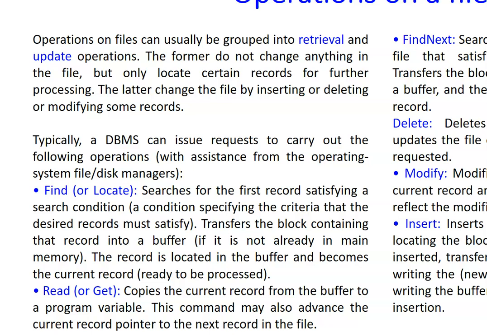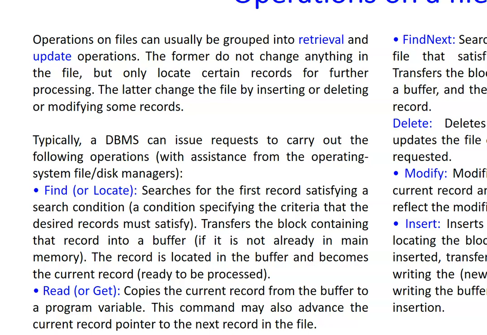There is what you call a find operation. There's a read, find next, delete, modify, insert. All those are some of the operations. For example, the find or locate searches for the first record satisfying a search condition. It transfers the block containing that record into the buffer. Then the record is located in the buffer and it becomes the current record, ready to be processed. That is what we call a find or locate.